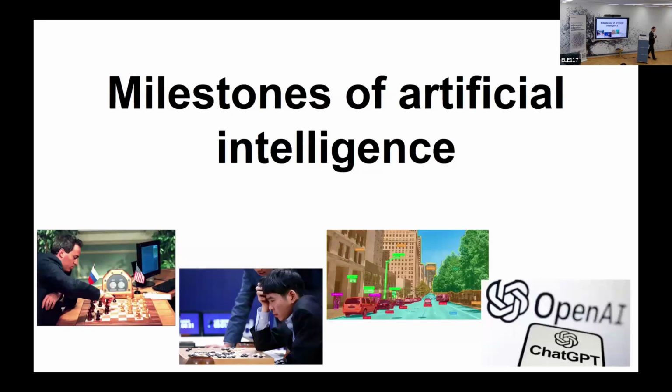So let's talk a little bit about the milestones for artificial intelligence. Does anybody recognize some of the pictures? What's the first picture? Can anybody recognize? Fischer, Spassky, chess. Chess. Yes.